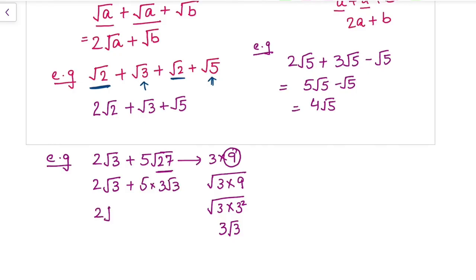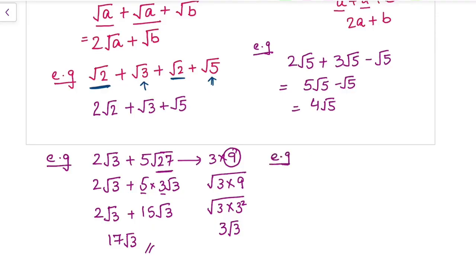So now the question is simplified further. 2 root 3 plus 3 times 5 is 15 root 3. And now we can add 2 root 3 and 15 root 3, which will give us 17 root 3. That's our answer. Great. Let's do one more question of this type.